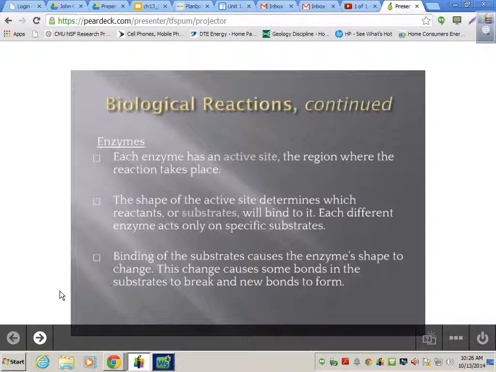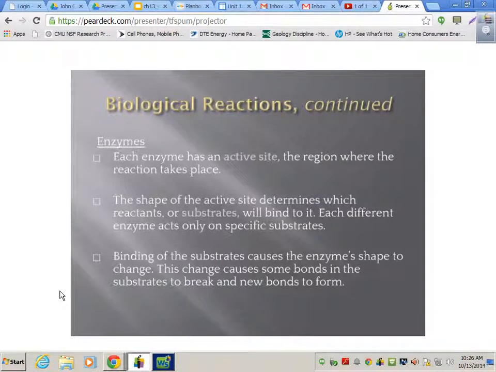So each enzyme has an active site. We talked about this a little bit. I think we already took these notes, but we didn't. Okay. And this is the region where the reaction takes place. I'm going to show you a picture of that in a minute. It's where the action happens, right? It's the active site. That's where it makes sense.